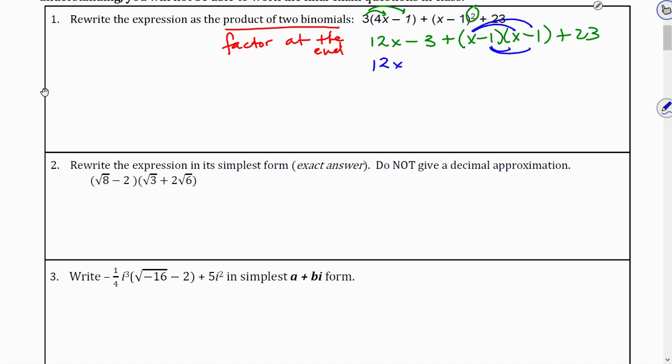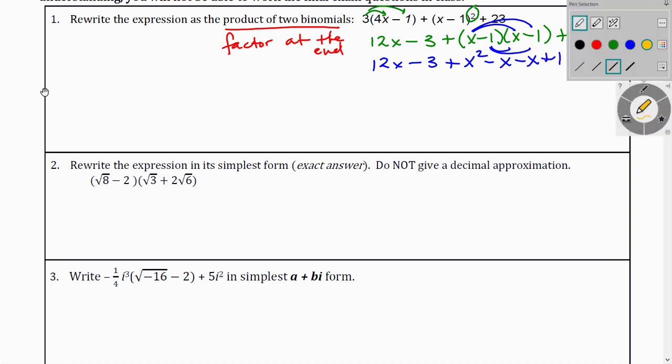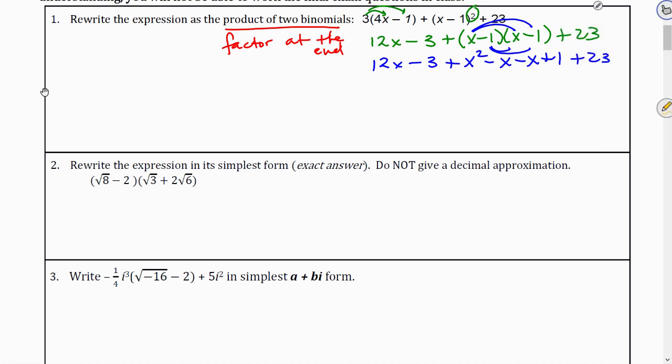This stays the same, 12x minus 3 plus x times x is x squared. X times negative 1 is negative x. Negative 1 times x is minus x. And negative 1 times negative 1 is a plus 1 plus 23. I will then combine like terms. Let's see here. I have an x squared. I have 12x minus x, which is plus 10x. I then have negative 3 plus 1, which is negative 2. Negative 2 plus 23 is plus 21.